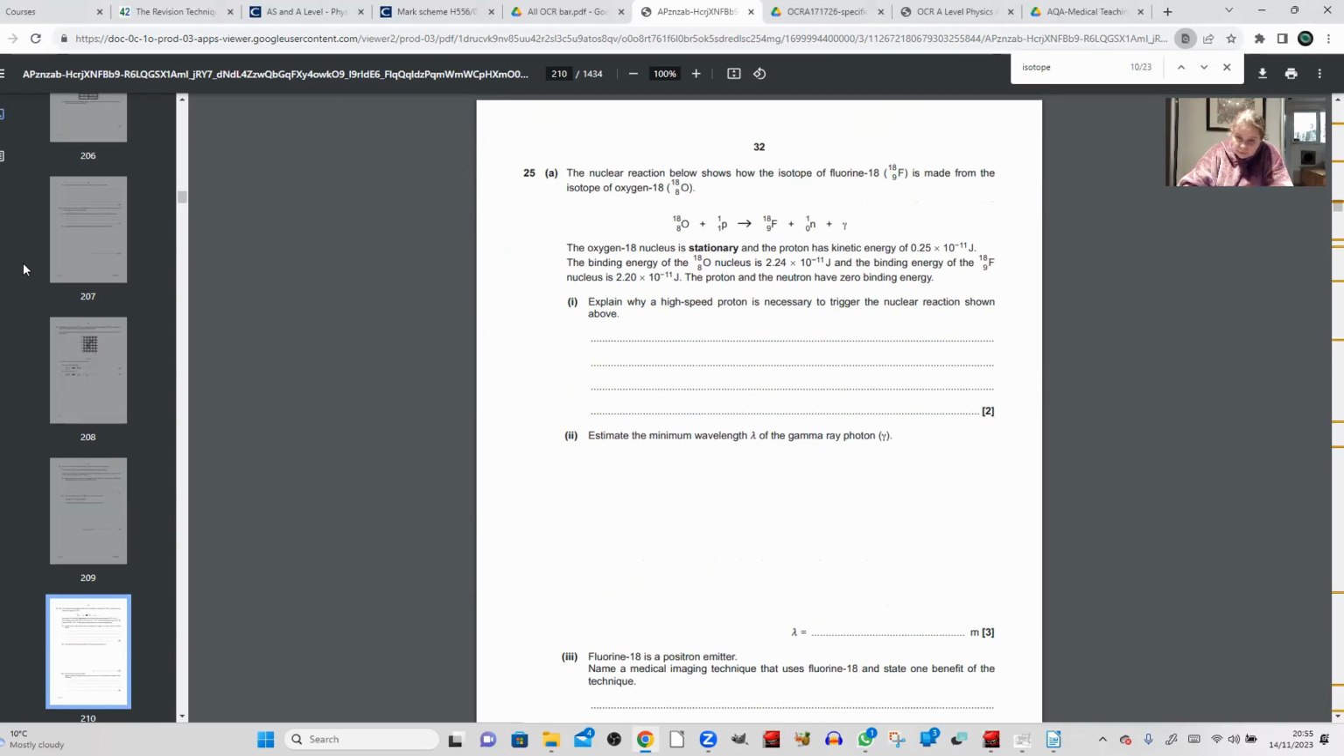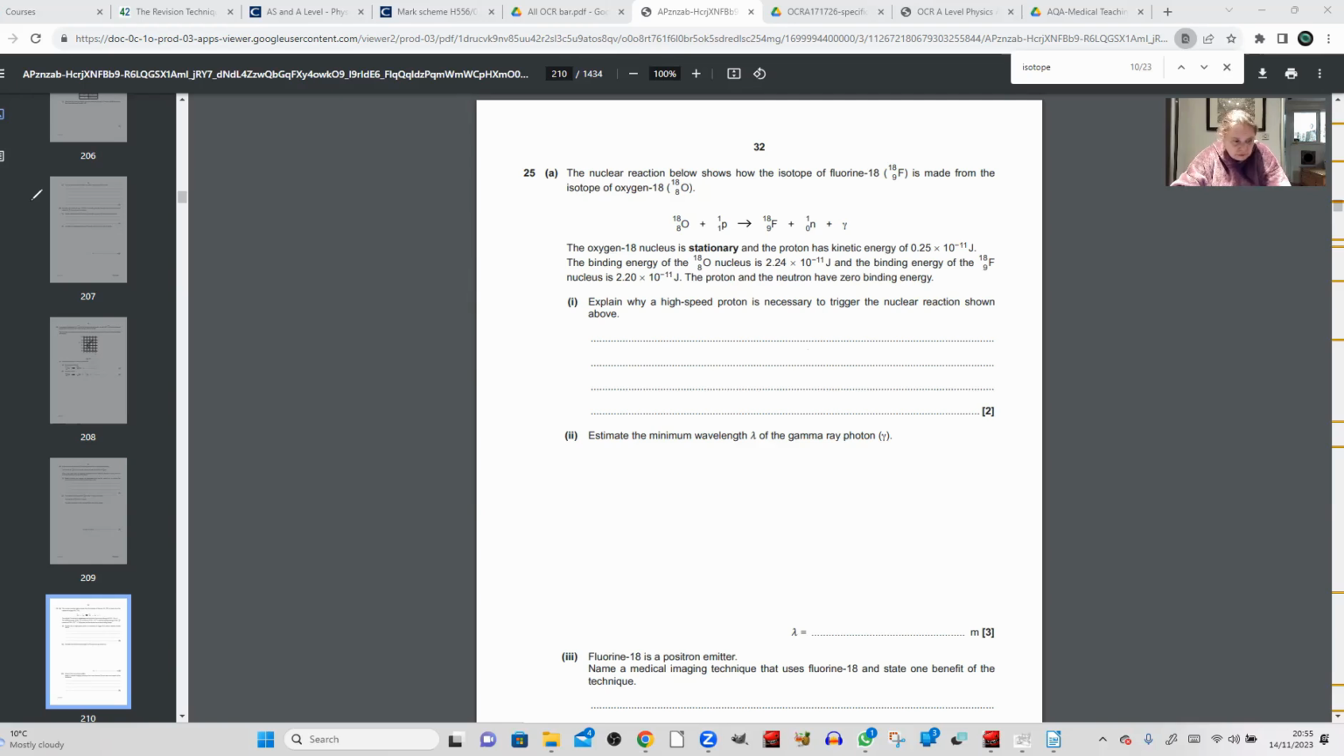Okay, so the nuclear reaction below shows how the isotope of fluorine is made from the isotope of oxygen. Can you see? They accelerate protons and get them to join with the oxygen. So it's made. It says the oxygen-18 nucleus is stationary, and they've made the stationary bolded, so that's important. The proton has a kinetic energy, and they've given you the kinetic energy. The binding energy, oh, we haven't covered binding energy yet. I think we can't do this one, not until we've got binding energy under your belts.